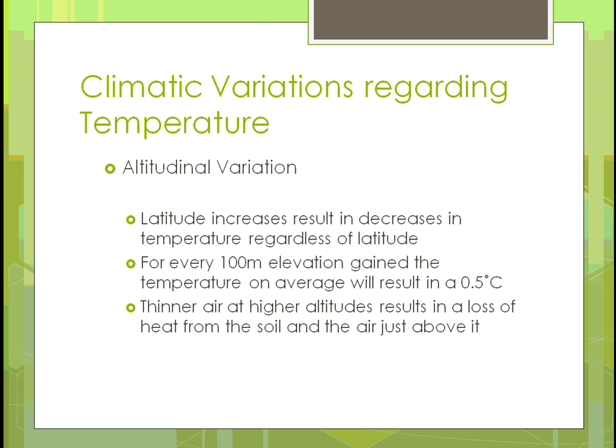Altitudinal variation. As altitude increases, decreases in temperature are going to happen no matter the latitude that you're at. That sounds confusing, but what it's saying is that for every 100 meters of elevation gained, in other words, the higher you go up, the temperature on average will drop by 0.5 degrees centigrade.